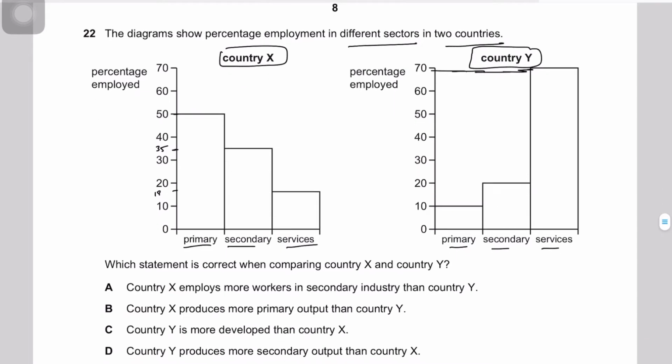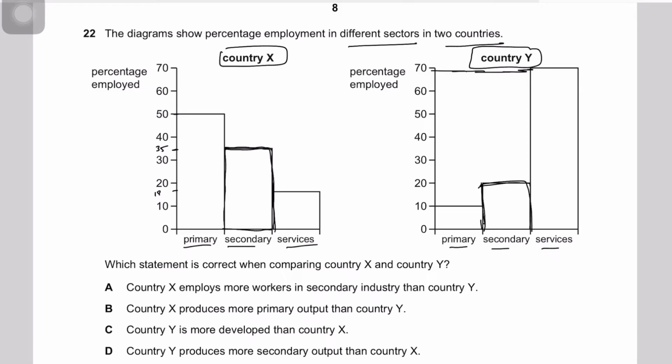So the first statement says country X employs more workers in secondary industry than country Y. So obviously a lot of people might end up marking this answer, because what they'll see is, they'll say, okay, fine, the size of this bar is much greater than the size of this bar. A lot of people make this common mistake. They'll say that this looks bigger than this, and as a result this should be the answer. Why? But the problem is that they're not seeing what we are measuring on the y-axis. We are measuring the percentage of people employed, we're not measuring the number of people employed.